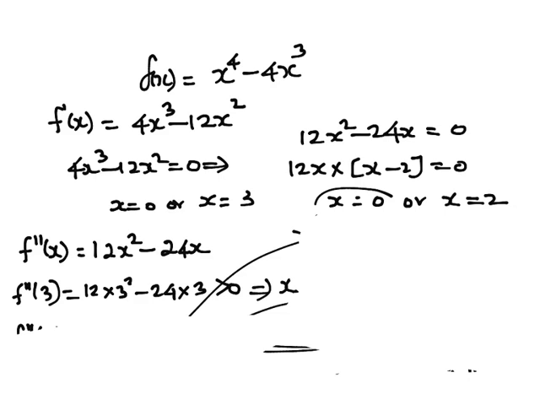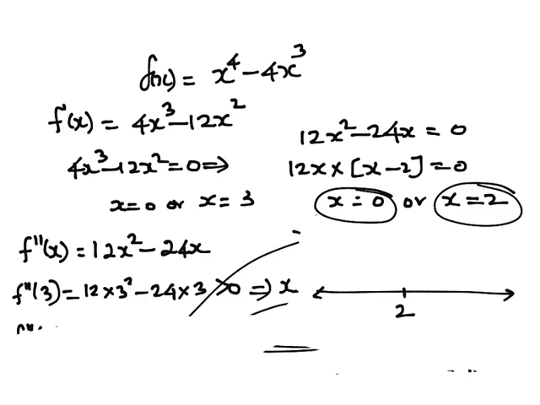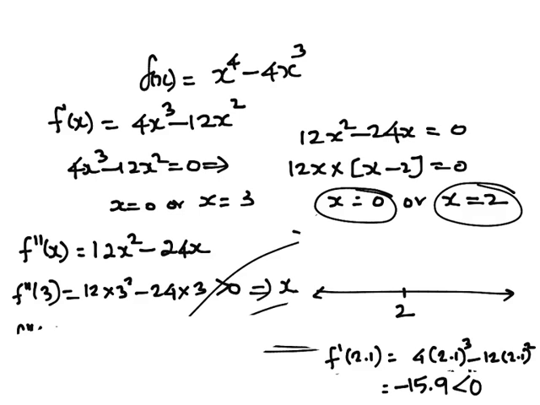Now we already know that x equal to 0 is a stationary point of inflection. So let me check x equal to 2. Let me draw the number line, 2. Let me take a value more than 2. Let me take 2.1 and substitute in f dash of x. So f dash of 2.1 is 4 times 2.1 the whole cube minus 12 times 2.1 the whole square. So this will give me minus 15.9, which is negative. So f dash of x is negative after 2.